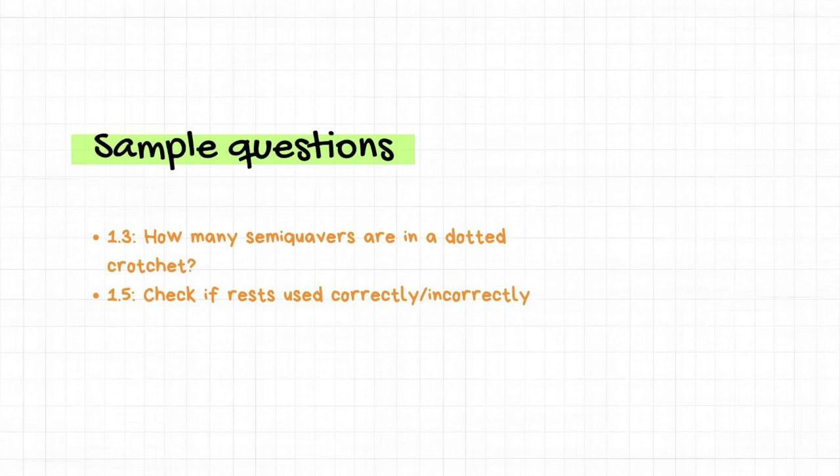These are some sample questions for the note values. For example, in 1.3, you might be asked how many semiquavers are in a dotted crotchet. Or in 1.5, check if the rest is used correctly or incorrectly.